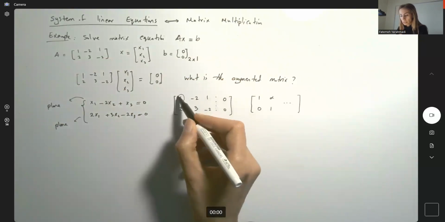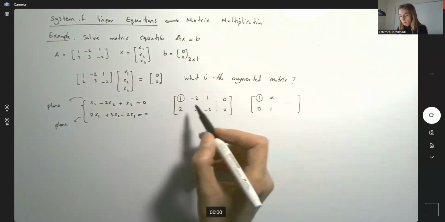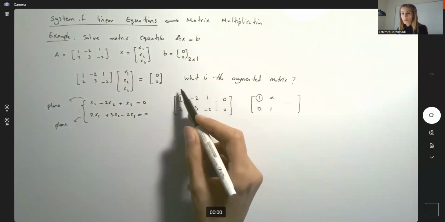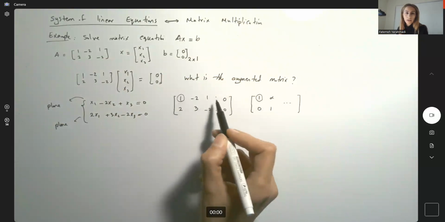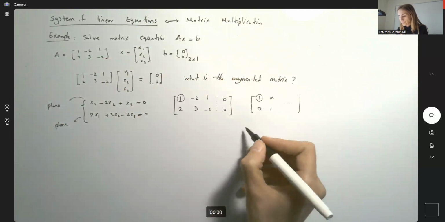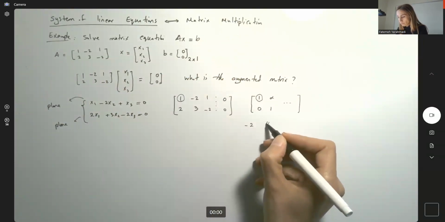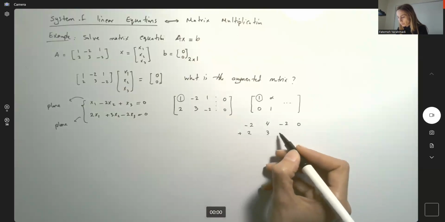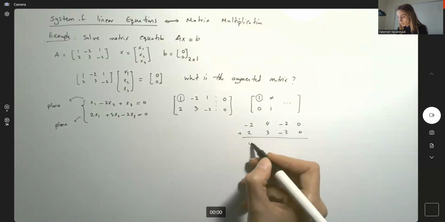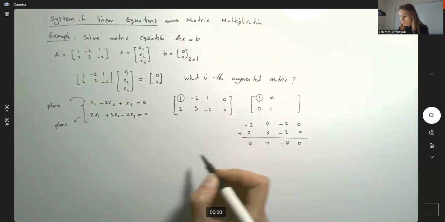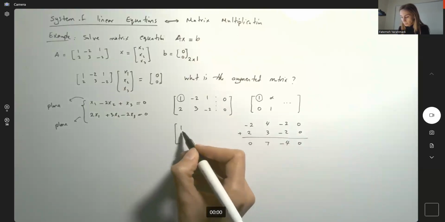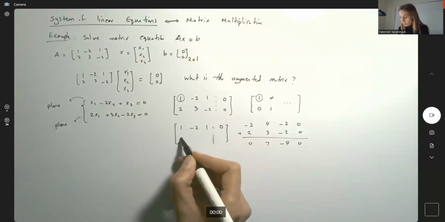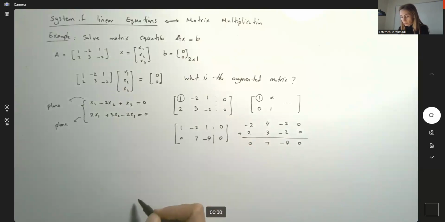The very first element is 1, so we're good so far. But down here you have a 2, you don't have a 0. So what are we going to do? We're going to multiply the first row by negative 2 and add it to the second row. Negative 2 times the first row, plus the second row, which is 2, 3, negative 2, 0, becomes 0, 7, negative 4, and 0. So your new second row is going to be 0, 7, negative 4, and 0.